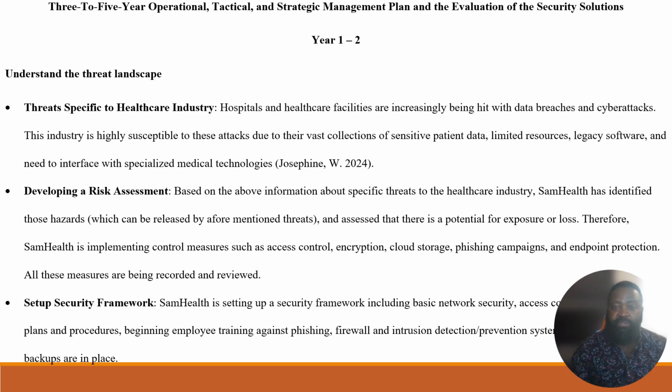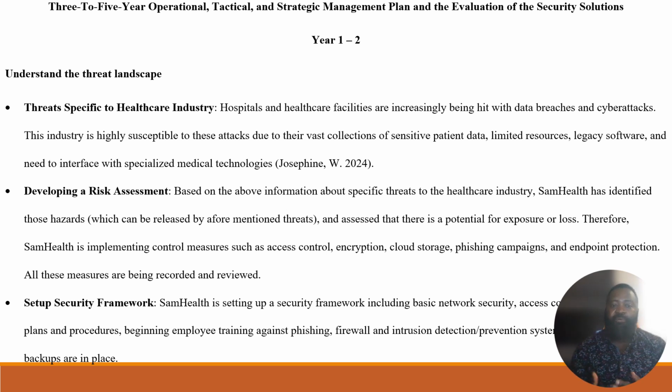Hospitals and healthcare facilities are increasingly being hit with data breaches and cyber attacks. This industry is highly susceptible to these attacks due to their vast collection of sensitive patient data, limited resources, legacy software, and need to interface with specialized medical technologies. That's by Josephine W. 2024. She's in the reference page.